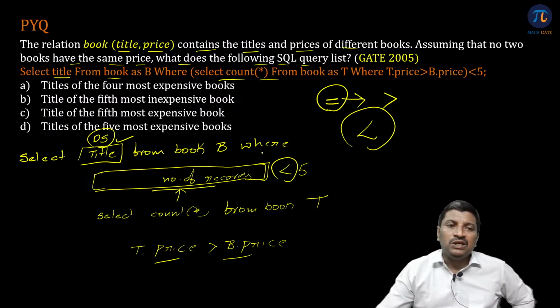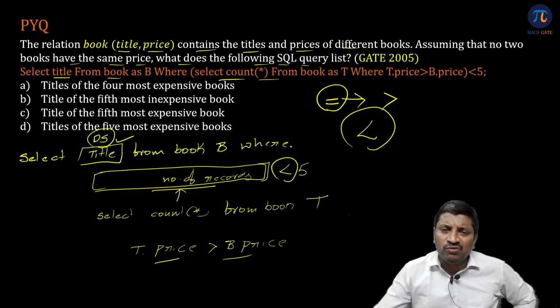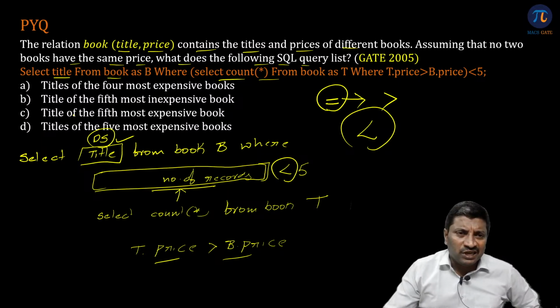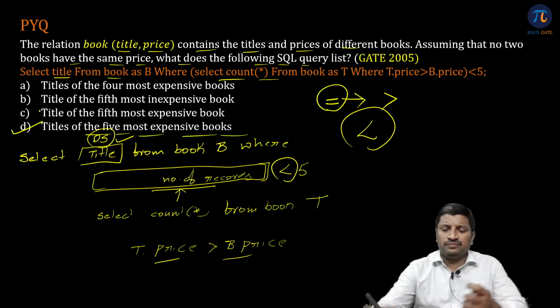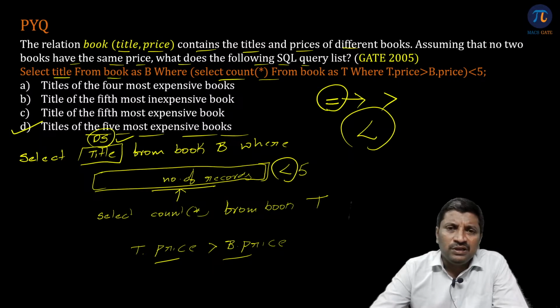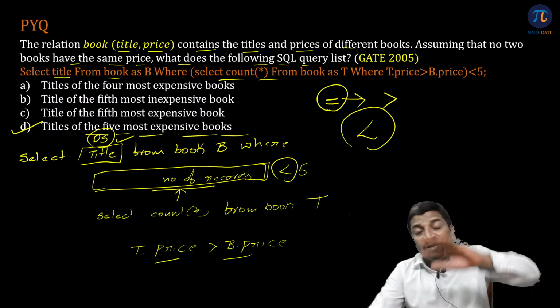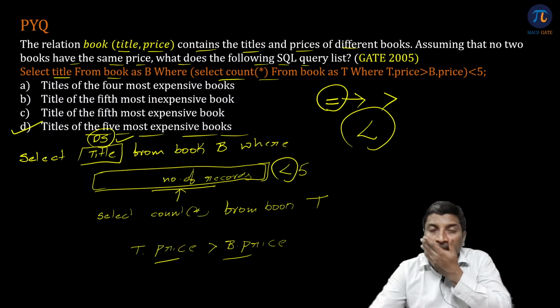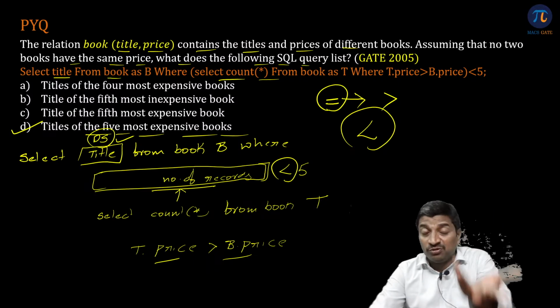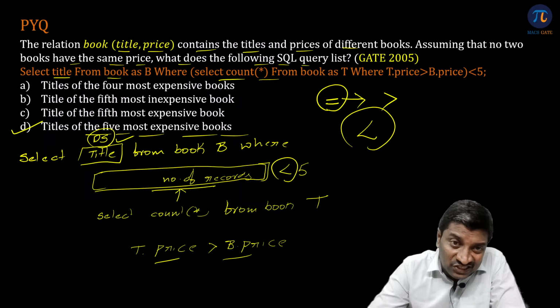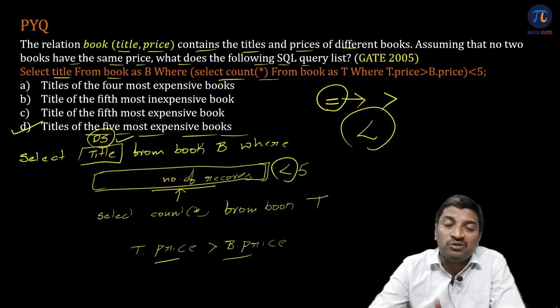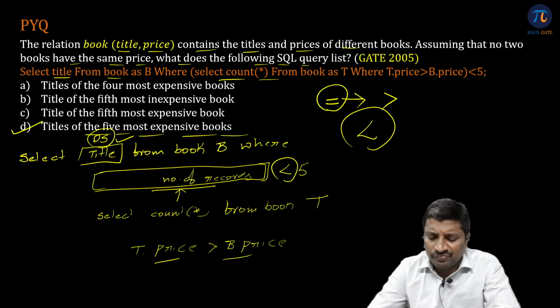So that means you are displaying the titles of the 5 most expensive books. Hope you understood it. If it is equal, what does it mean? There are already 5 books more expensive than DS. If it is greater than, more than 5 books are more expensive than DS, but with less than, a maximum of 4 books are more expensive than DS. That means DS will be in the top 5.